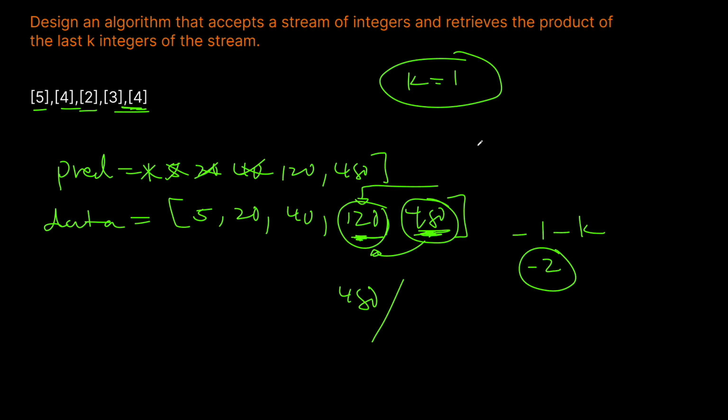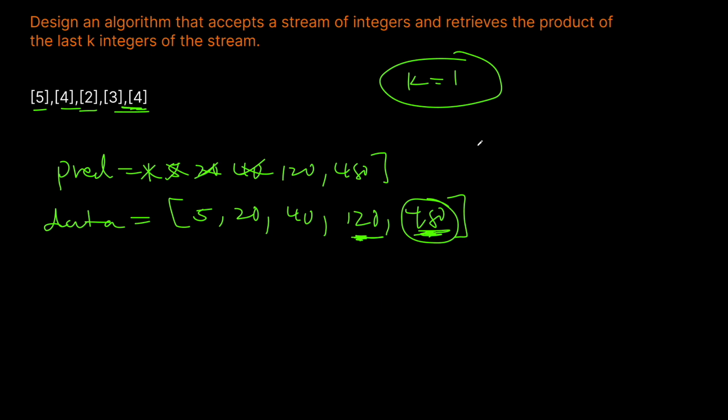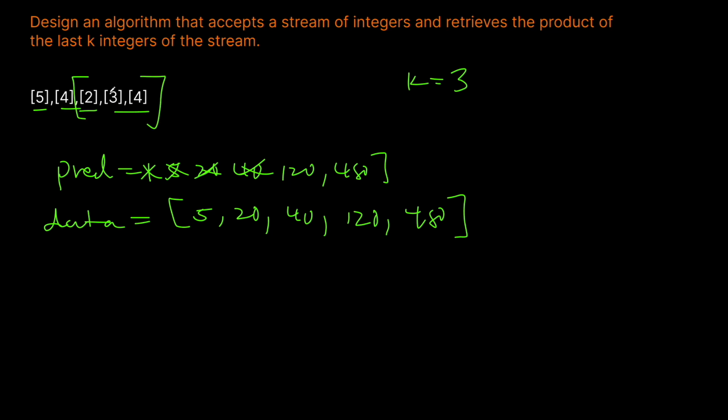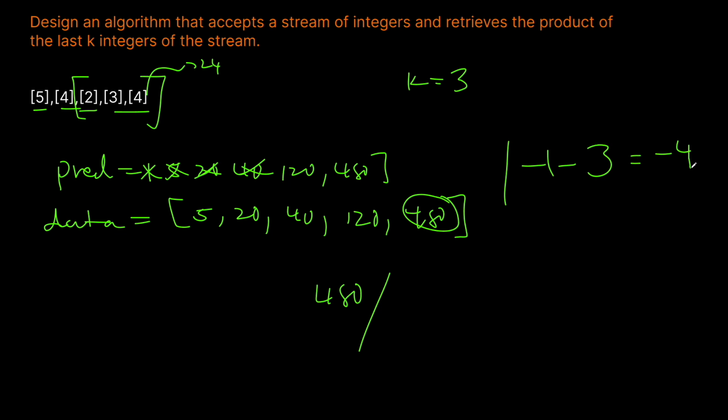Now let's erase this and look at the example of what happens when we have k equals 3, right? So that should be the product of 2, 3, 4, which we see is 2 times 3, which is 6, times 4, we expect this to be 24. So again, we're always going to take the last thing we have, so 480, and we follow the simple formula of 1 minus whatever k is, so 3. So this is going to be minus 4. So we want to look at the minus 4th element.